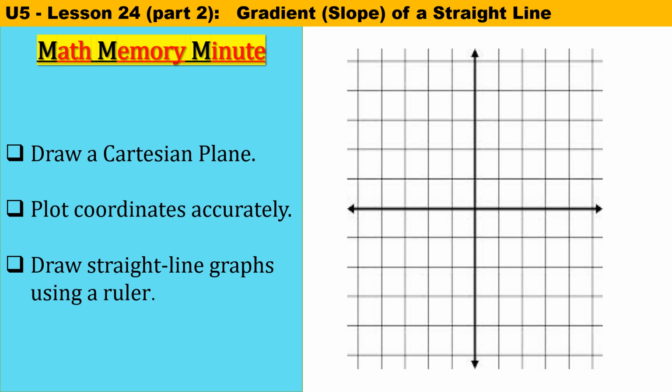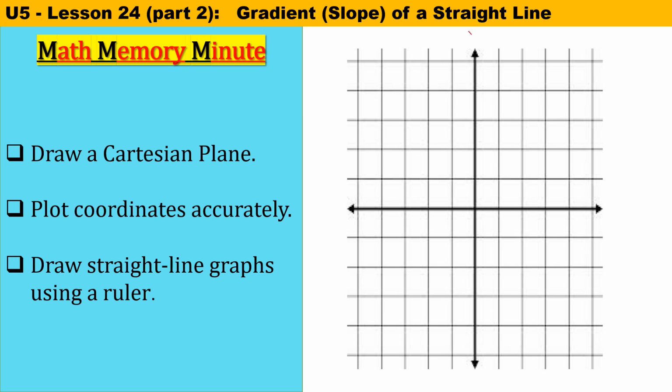So before we get into today's lesson, let's take a minute and do our maths memory minute. In our previous lesson, we covered how to draw a Cartesian plane, plot coordinates accurately, and draw straight line graphs using a ruler and your pencil. If you look to your right, we have our Cartesian plane. We have already found the center, where our vertical and horizontal lines meet. But first, let's label our graph.